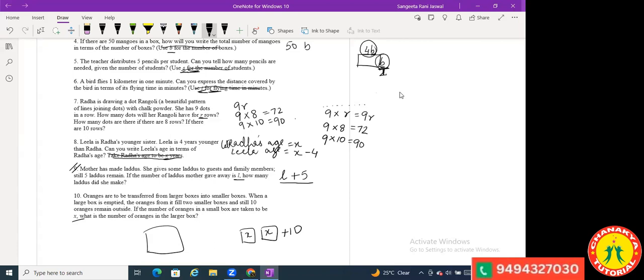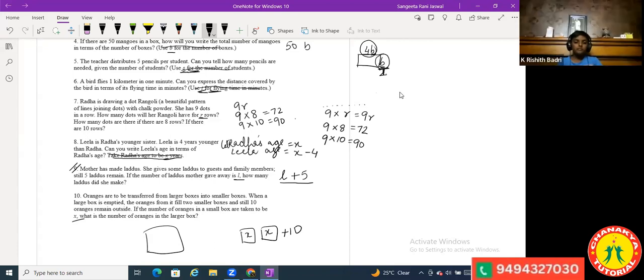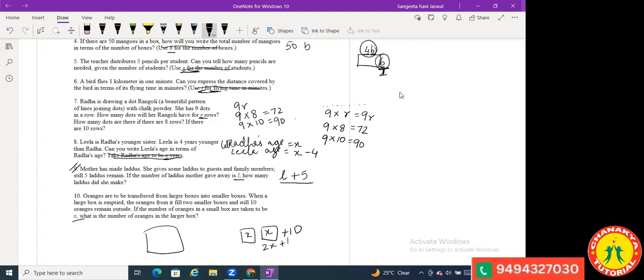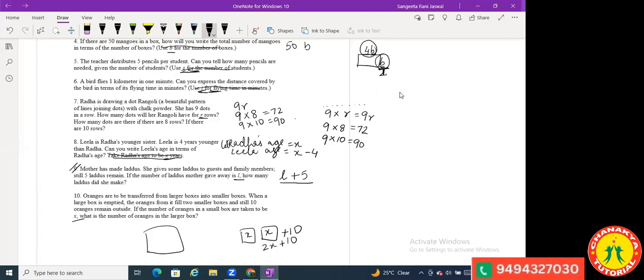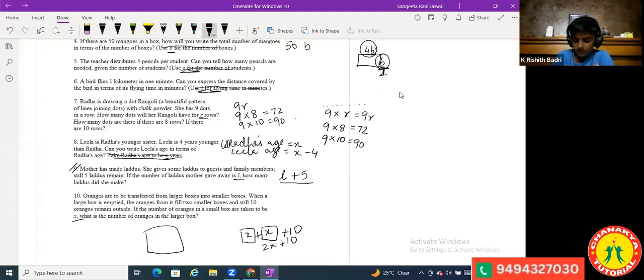2x plus 10. We had 2 small boxes. Yes, so 2x plus 10. Not x square plus 10. It's 2x plus 10. We are adding them, not multiplying them. One small box plus another small box plus 10. So x plus x gives 2x. Okay, 2x plus 10. Understood this? Yes, ma'am. Great.